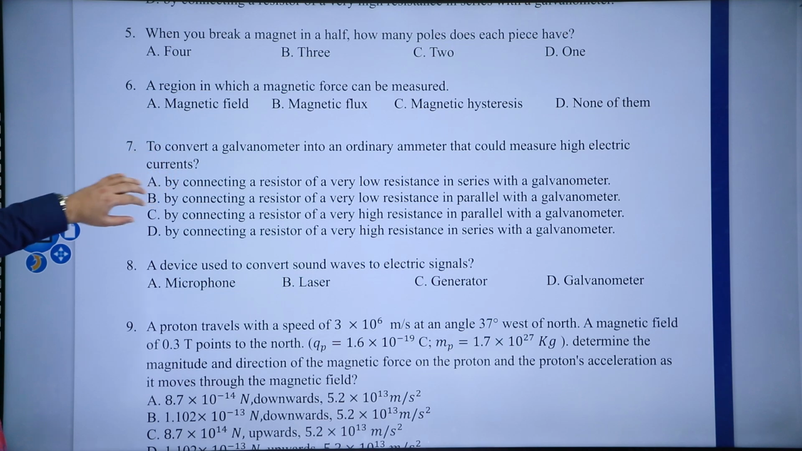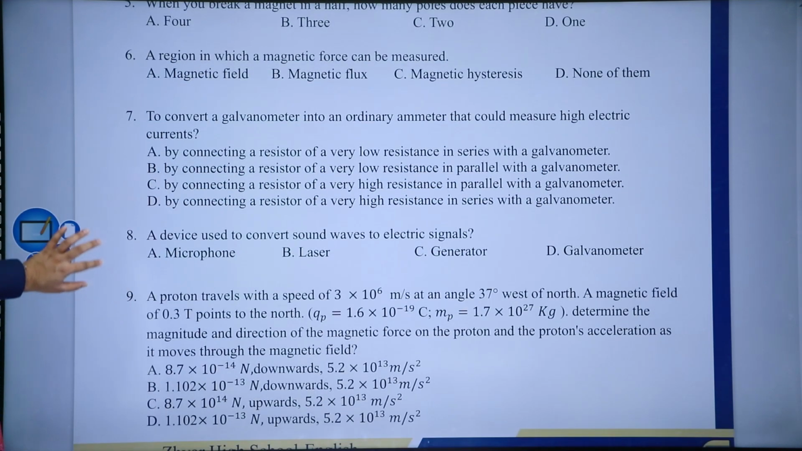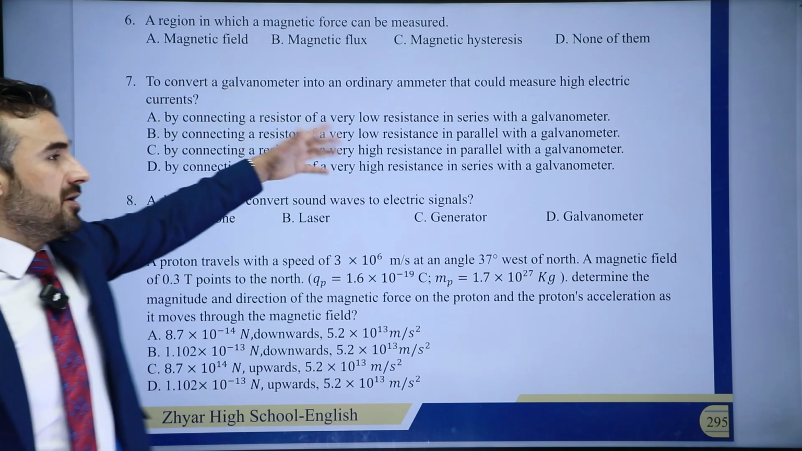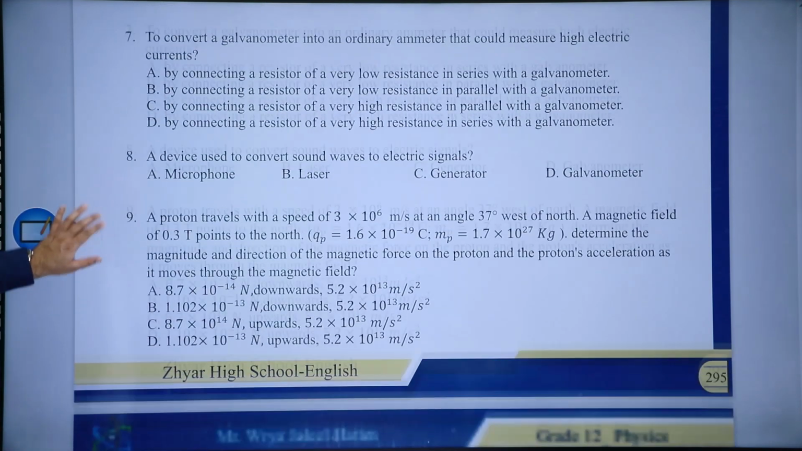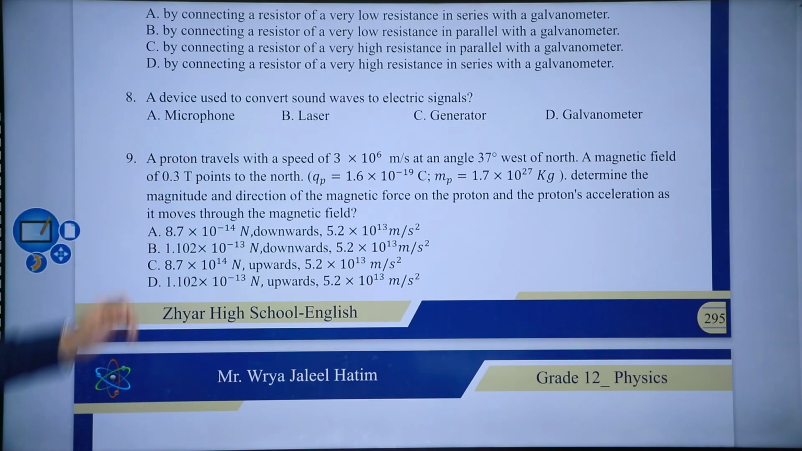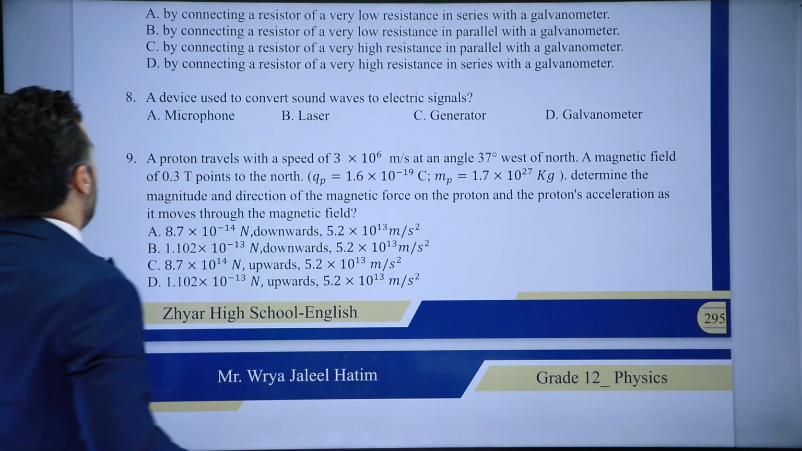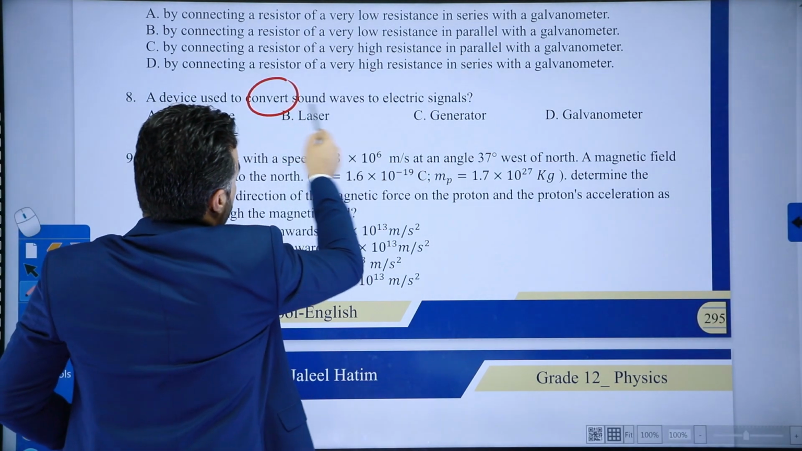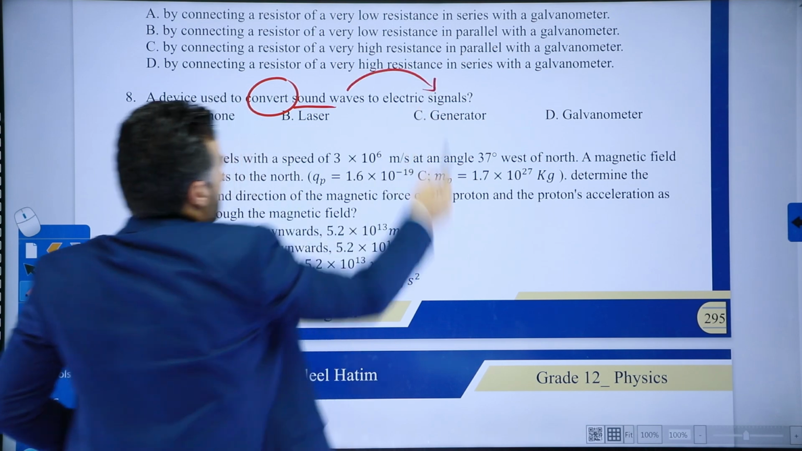A region in which magnetic force can be measured is the magnetic field strength, or just magnetic field. To convert a galvanometer into an ordinary meter, you see, these are super important. A device to convert sound waves into an electrical signal, that is also important.